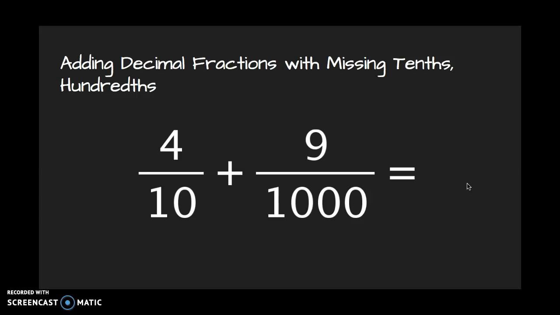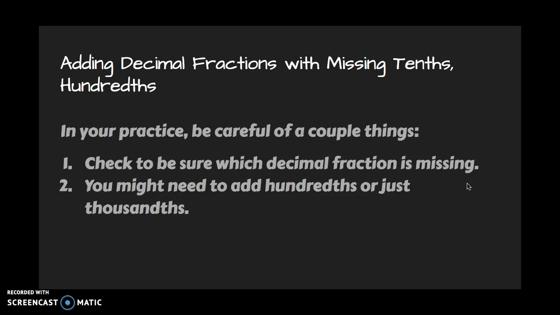A couple things to just point out. Sometimes the question that you're going to be asked does not have either the tenths or the hundredths, or maybe it doesn't have the thousandths. But just pay attention to that. So what you would end up with there is 4 over 10, which would convert to 400 over 1,000. That would be the equivalent decimal fraction. So 400 over 1,000 plus 9 thousandths would give us 409 over 1,000.